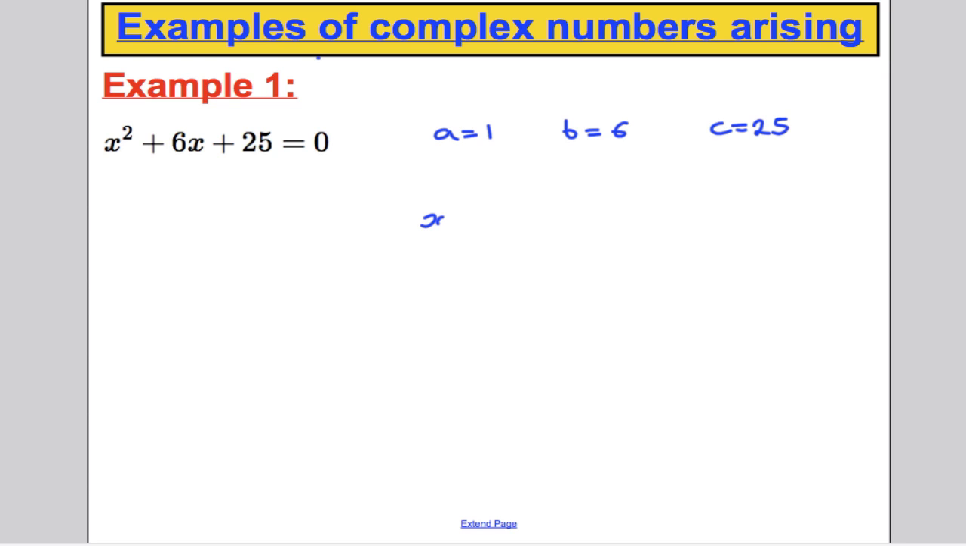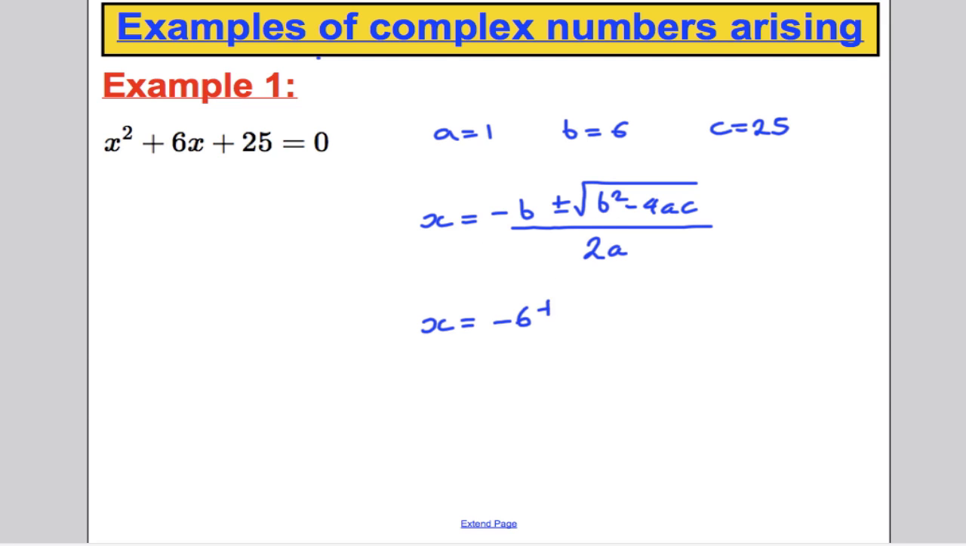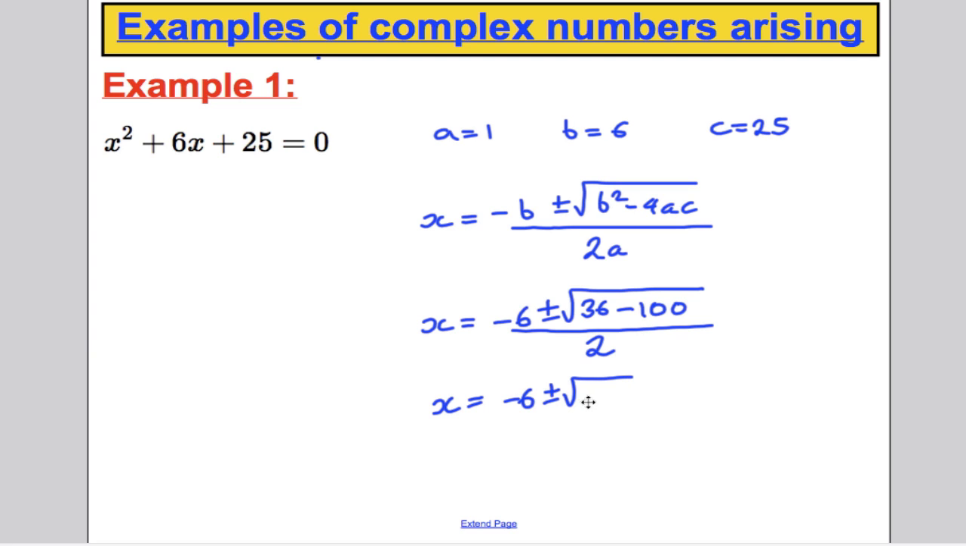Now the quadratic formula tells us that x is equal to negative b plus or minus the square root of b squared minus 4ac, and all of that divided by 2a. Okay, then let's have a go at actually working out each of the x's. X is therefore negative b, which is negative 6, plus or minus the square root of 6 squared, which is b squared, which is 36, subtract 4 times 1 times 25, which would be subtract 100, and all of that would be divided by 2 times 1, which is 2, and x would therefore be equal to negative 6 plus or minus the square root of negative 64 all over 2, and you should know that the square root of negative 64 is 8i.